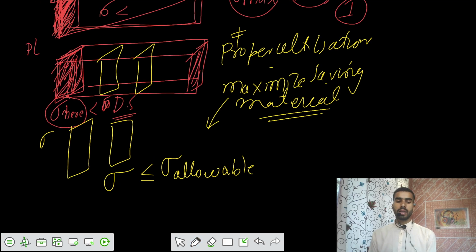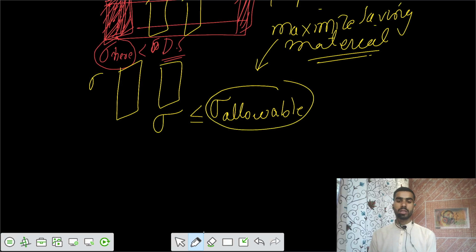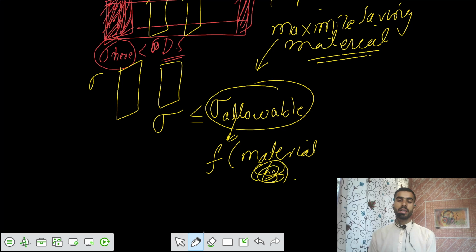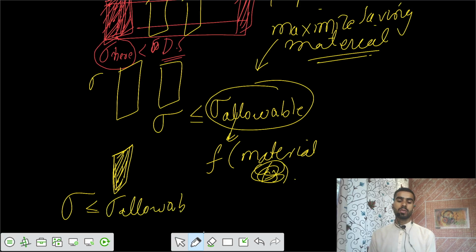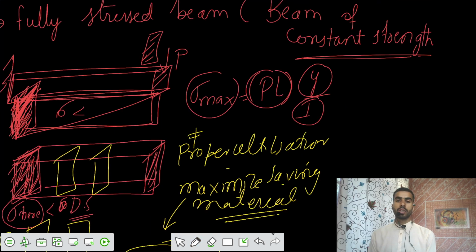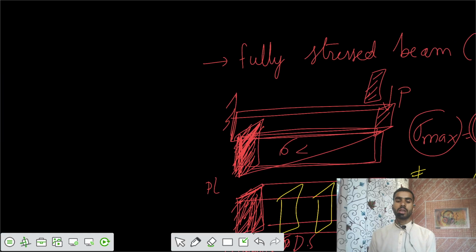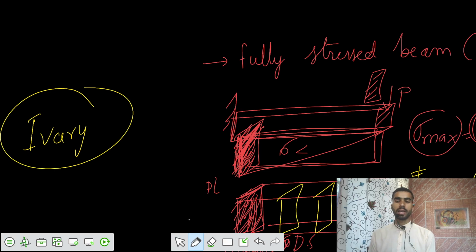That allowable stress is a function of the material and the cross section. So we have to change the dimensions of the section such that the stresses developed at that point are equal to or less than sigma allowable. This is the goal: you have to vary the cross section. That means you have to vary the moment of inertia of the cross section at each section.